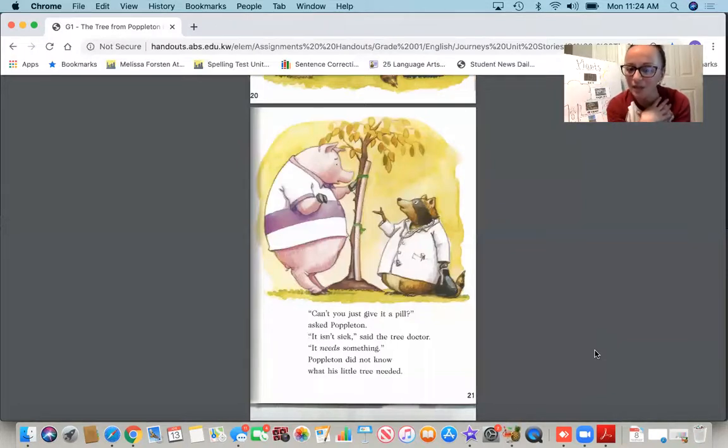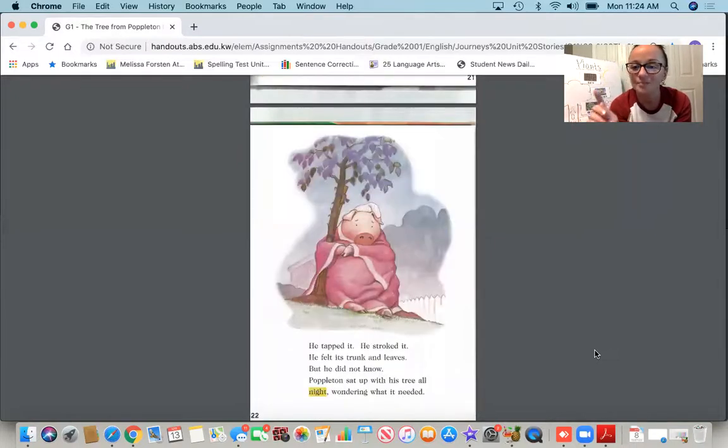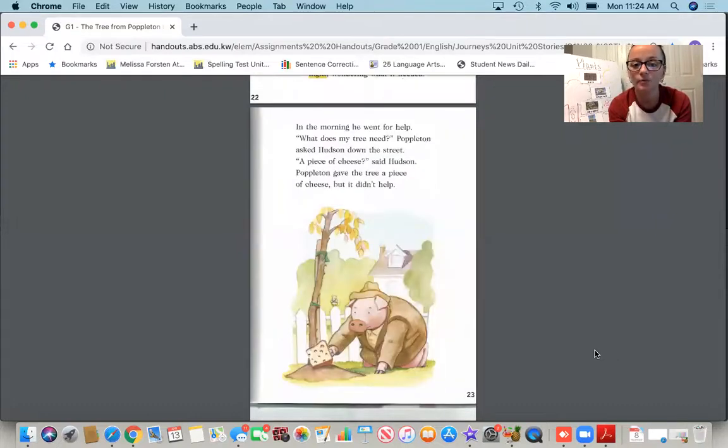"Can't you just give it a pill?" asked Poppleton. "It isn't sick," said the tree doctor. "It needs something." Poppleton did not know what this little tree needed. He tapped it, he stroked it, he felt its trunk and leaves, but he did not know. Poppleton sat up with his tree all night wondering what it needed. In the morning he went for help.